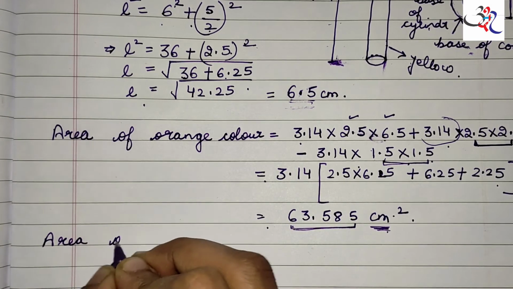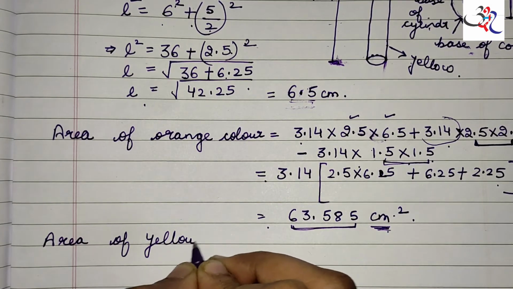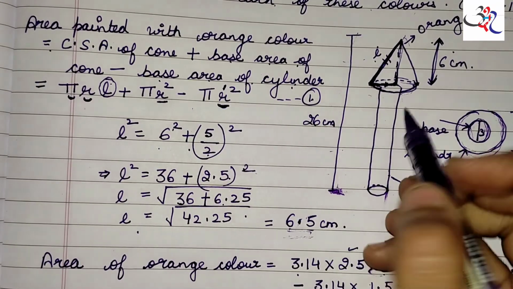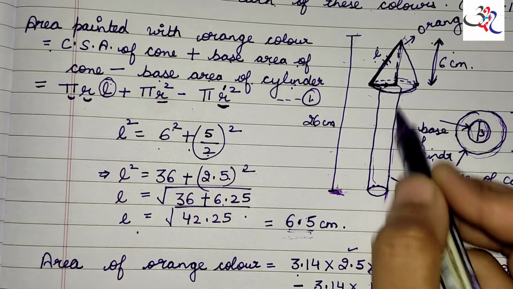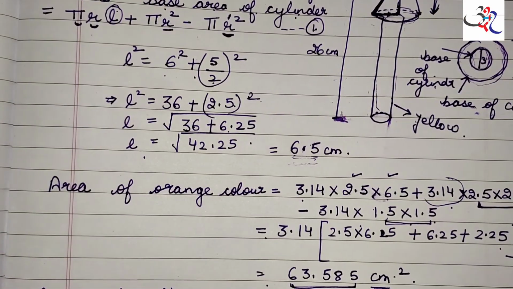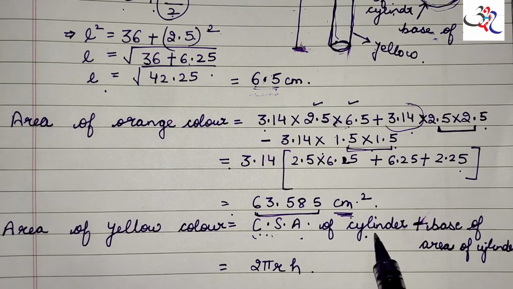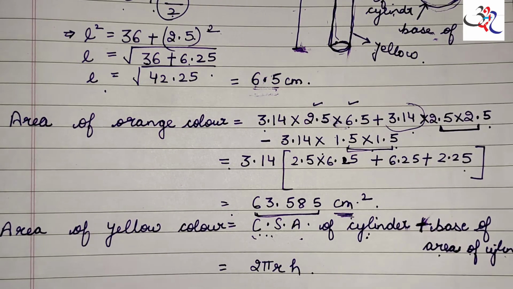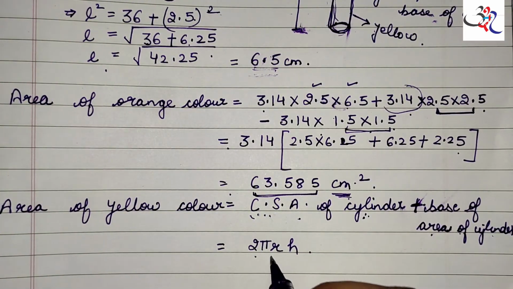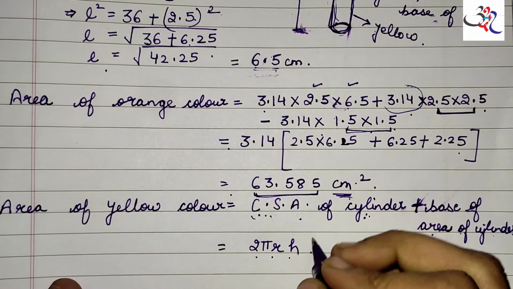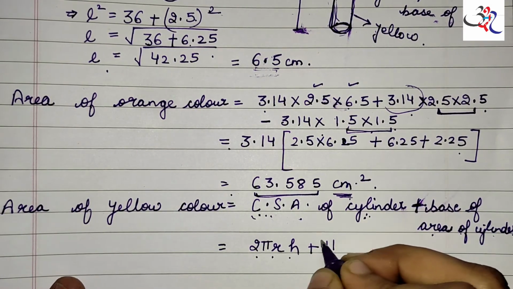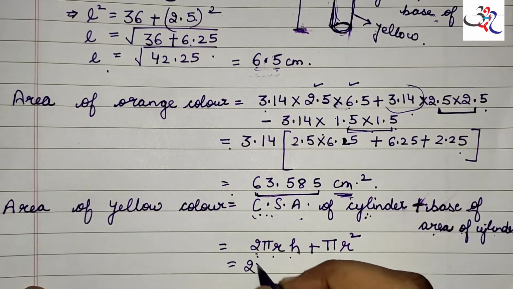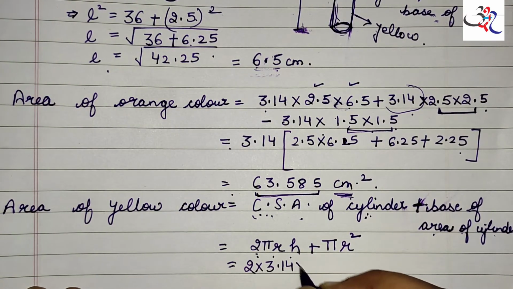Next, I have to find the area of the yellow color also. Yellow color is to be painted on the cylinder. So what will be the area for this portion? Curved surface area of the cylinder plus base area of the cylinder. The curved surface area of the cylinder is 2 pi r h, plus the base area of the cylinder is pi r square. Put the values and you will get your final result.